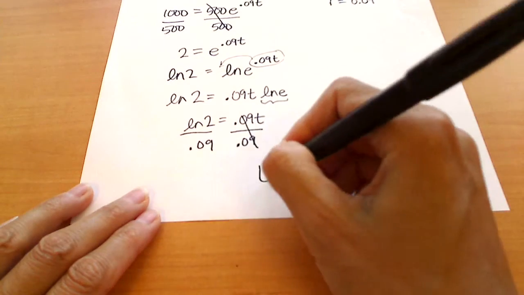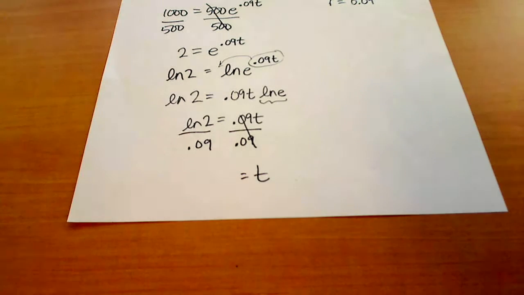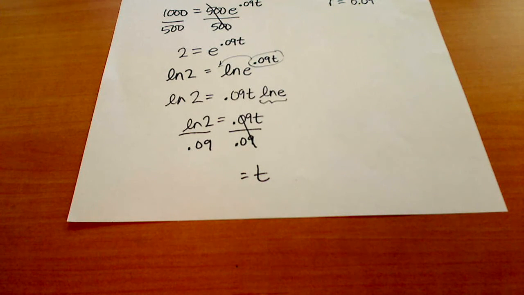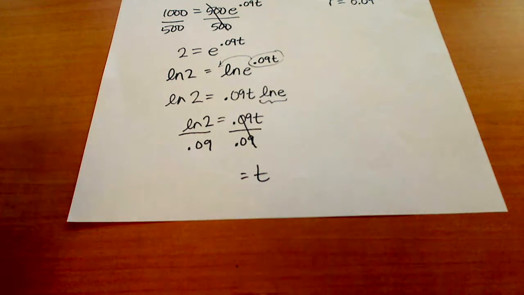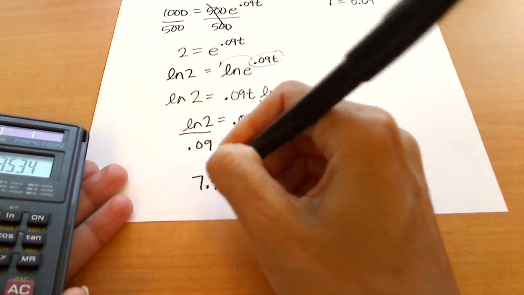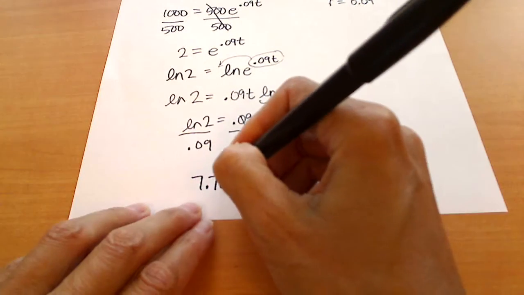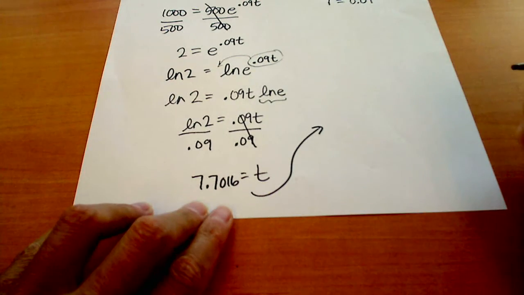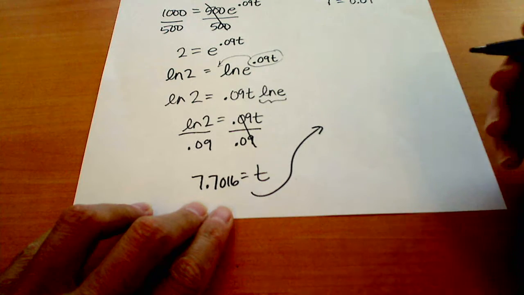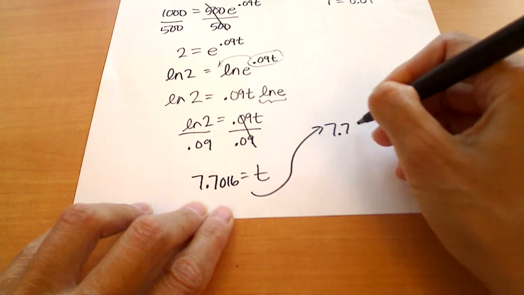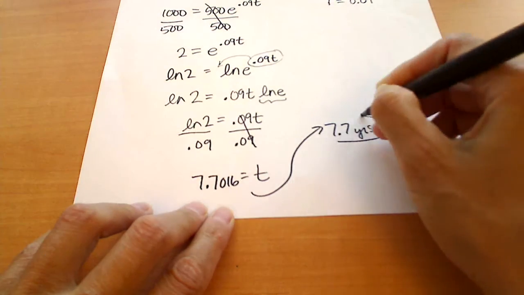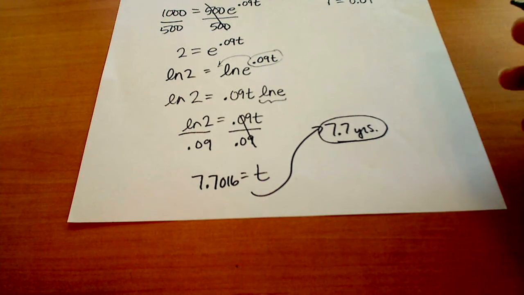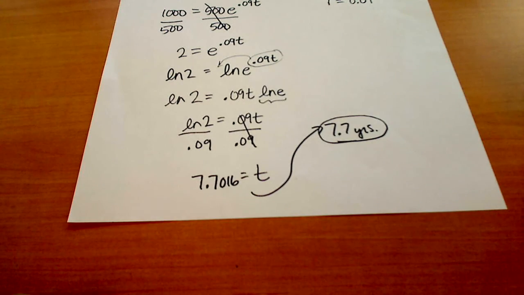So t is equal to, if we do that calculation on our calculator, ln of 2 divided by 0.09, and we get 7.7016. I didn't look in the directions to see what they were saying about rounding, but you would want to round to however much they asked you to. I'm just going to call it 7.7 years here.